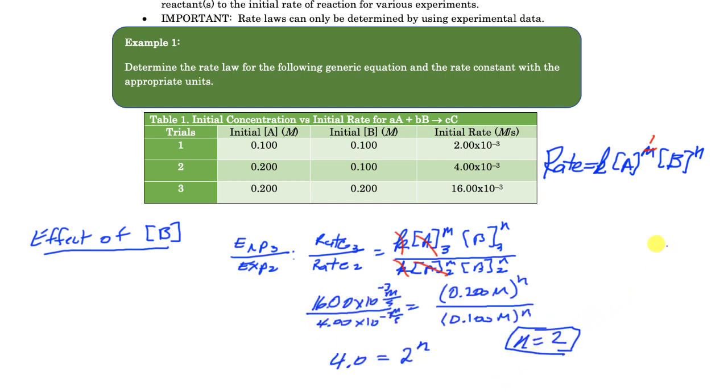Okay, so we can see that with B, the reaction is a little different. It's not going to be a first order reaction. Now it's going to be a second order. So with respect to B, the reaction is second order. With respect to A, it's first order. And that's how we say that.